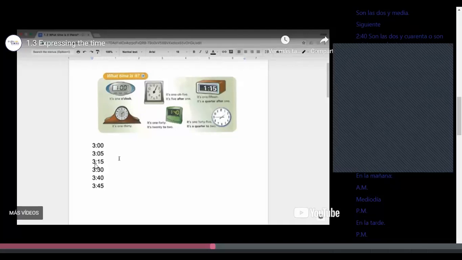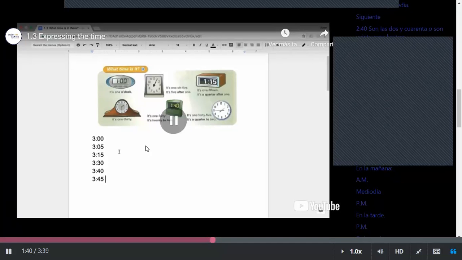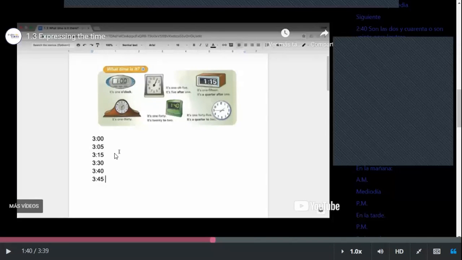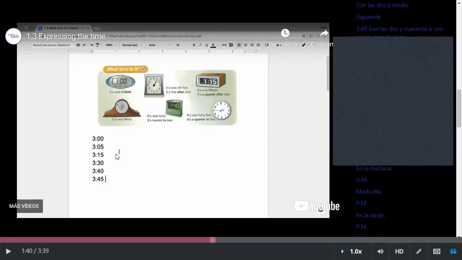Ok, siguiente. What time is it here? It's 3:05. Repeat, it's 3:05. Next, a quarter. It's 3:15. ¿Quién lo puede decir diferente? It's three and a quarter. Repeat, it's three and a quarter.